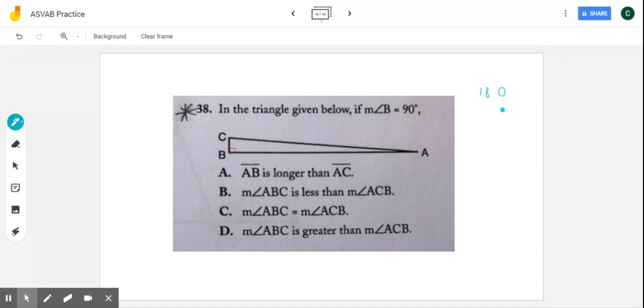The other note that I made is that remember that all of the angles in a triangle add up to 180 always. So that keeps coming up. So that might be a good thing to, again, commit to memory.